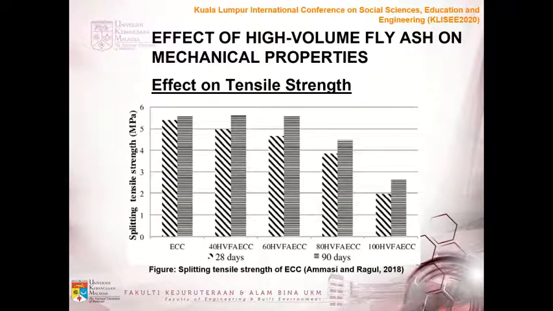This is the graph of splitting tensile strength of ECC reported by Ammasi and Raghul. We can easily see that at 40% and 60% replacement, the tensile strength is almost the same as ECC without fly ash. However, at 80% and 100% replacement level, the splitting tensile strength of ECC is much lower than the ECC without fly ash.